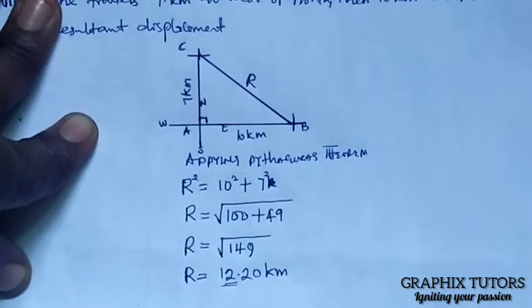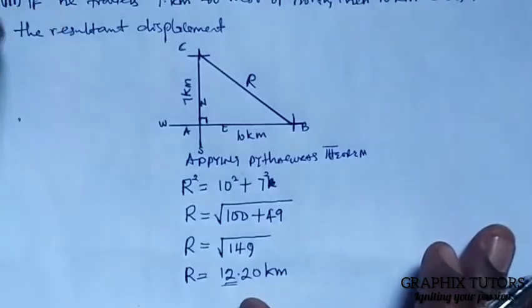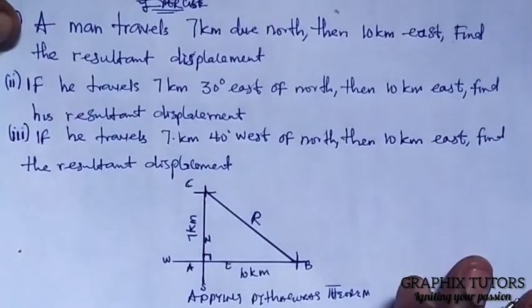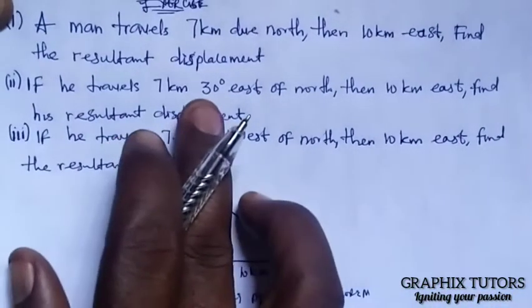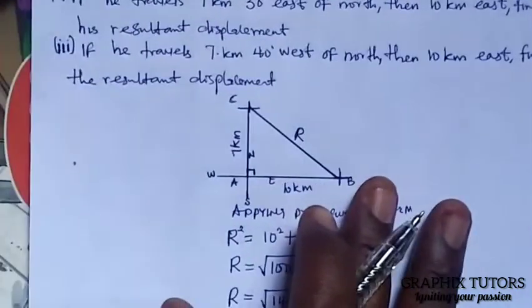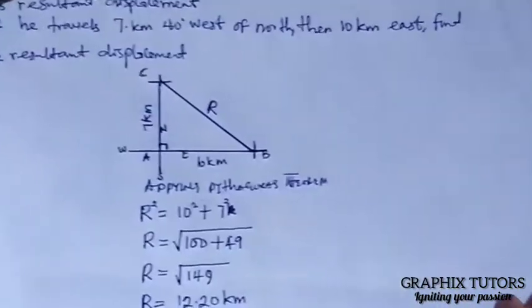Is that taken? That is for the first one. Then the same thing will be applied to the second one too. Now it's telling us that you travel 7 kilometers 30 degrees east of north. Now look at what's happening here. I would like to do it somewhere around here.